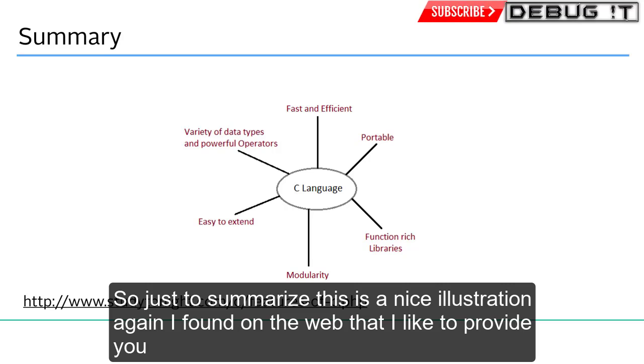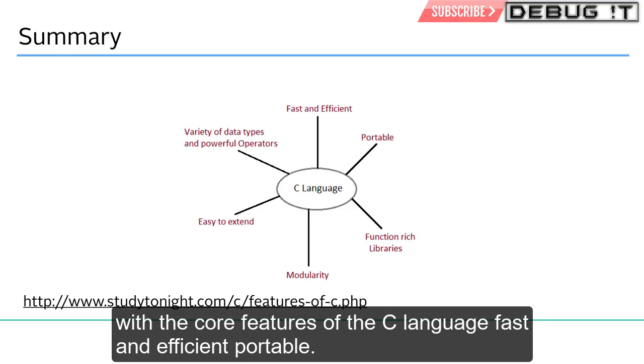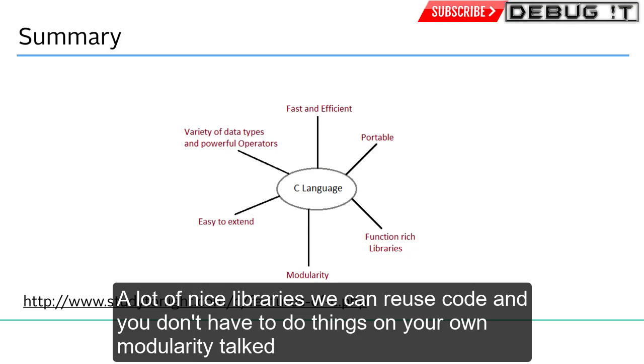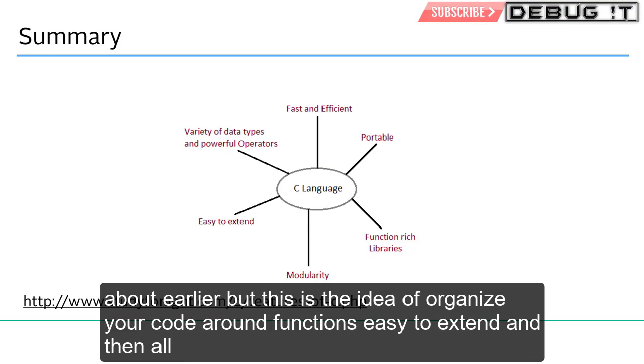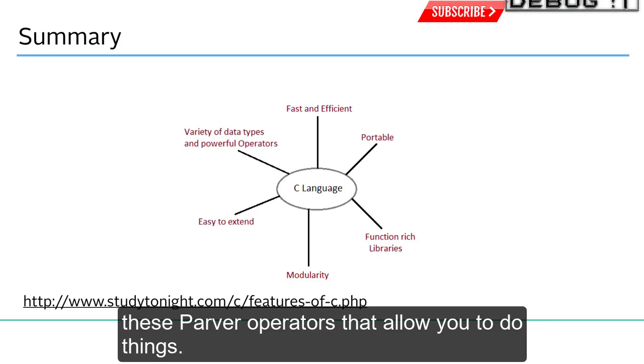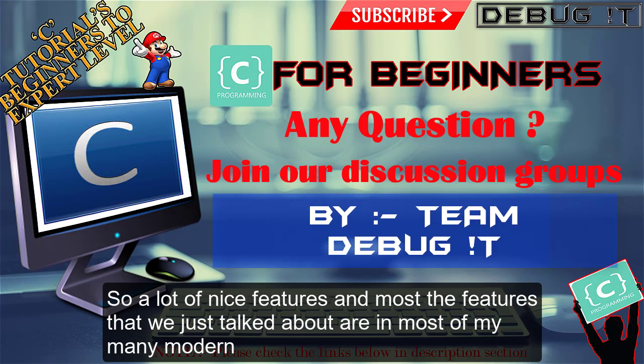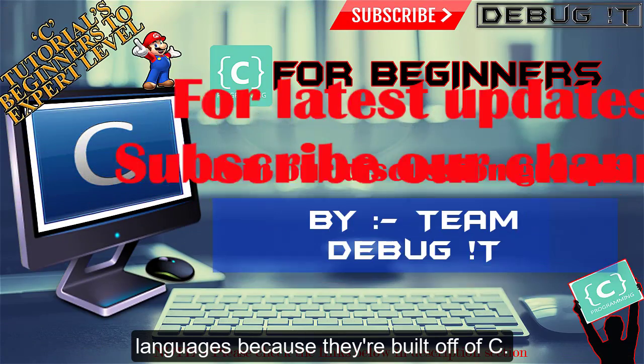So just to summarize, this is a nice illustration, again, I found on the web that I'd like to provide you with. The core features of the C language: fast and efficient, portable, a lot of nice libraries where you can reuse code and you don't have to do things on your own. Modularity, talked about earlier, but this is the idea of organizing your code around functions. Easy to extend, and then all these powerful operators that allow you to do things. So a lot of nice features, and most of the features that we just talked about are in many modern languages because they're built off of C.